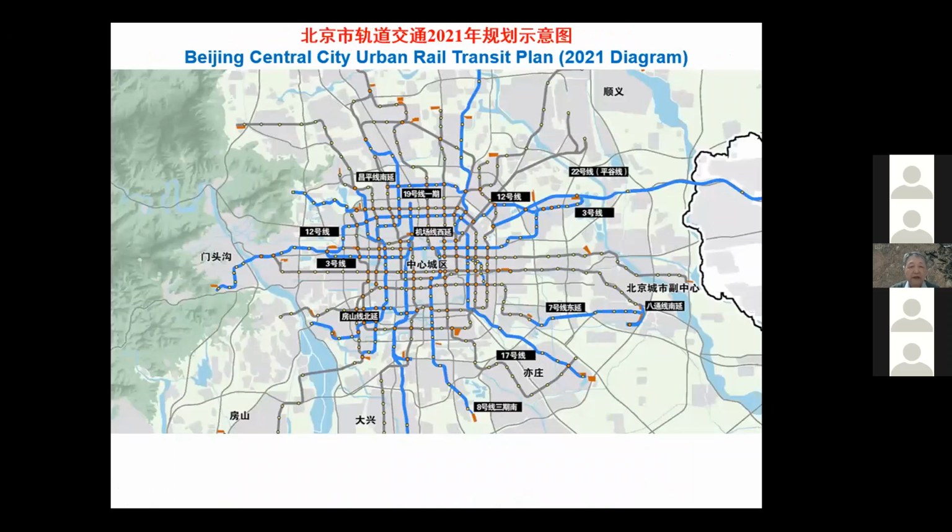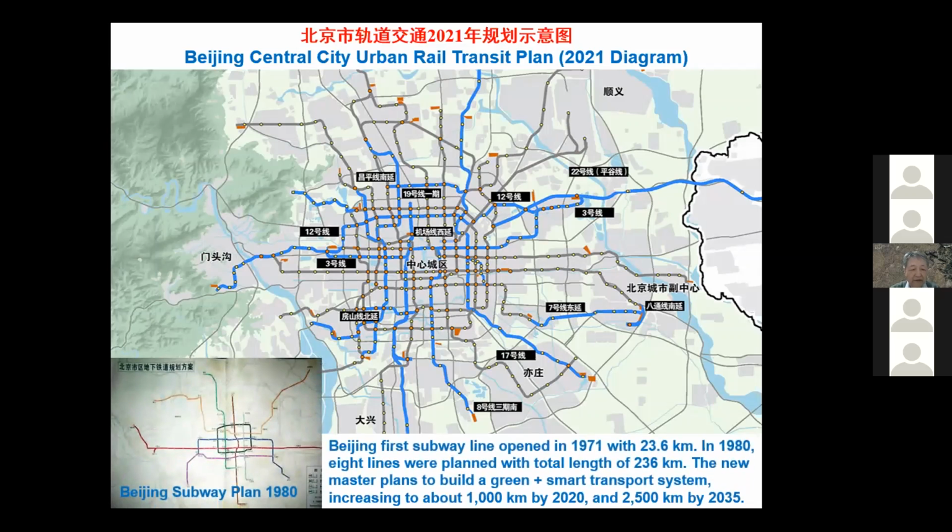And for the new solution, at this moment the city is focused on urban rail transit. This is the latest planning map, where the dark color lines exist and the blue color lines will be built in the future. If we compare with the first Beijing subway plan in the 1980s, we will see that at that time it was very limited, with 8 subway lines together, 266 kilometers in the 1980s master plan.